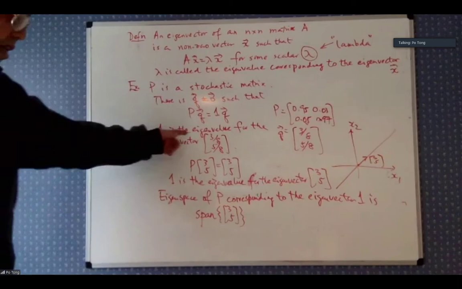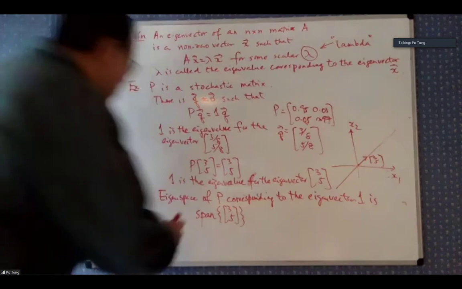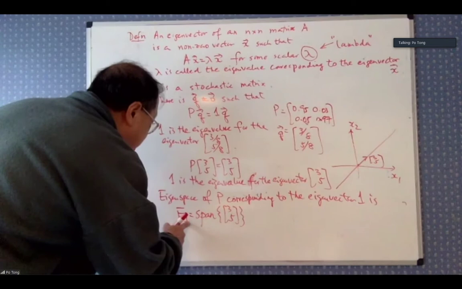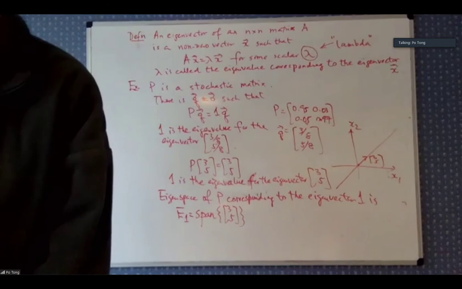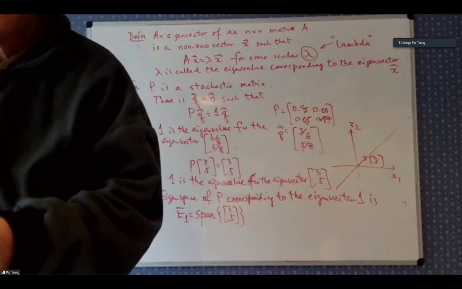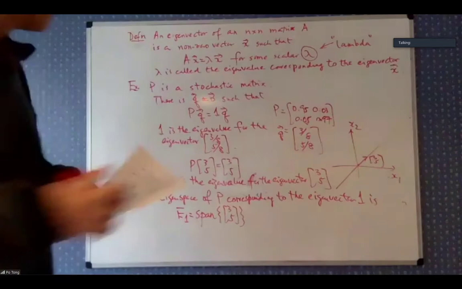I'm just introducing a lot of terminology to you. So this is actually called E1, the eigenspace corresponding to lambda equal to 1. Any other questions before I keep moving on? After a while, you'll get really used to this terminology. Don't worry about it too much. Can I keep moving?